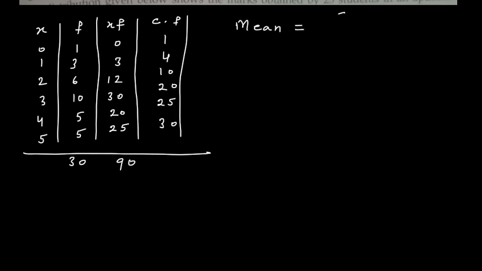Now for mean, the formula is summation of fi xi, summation of fx divided by summation of f, which is 90 divided by 30. So the mean you get, 3 threes are 9, mean is 3.